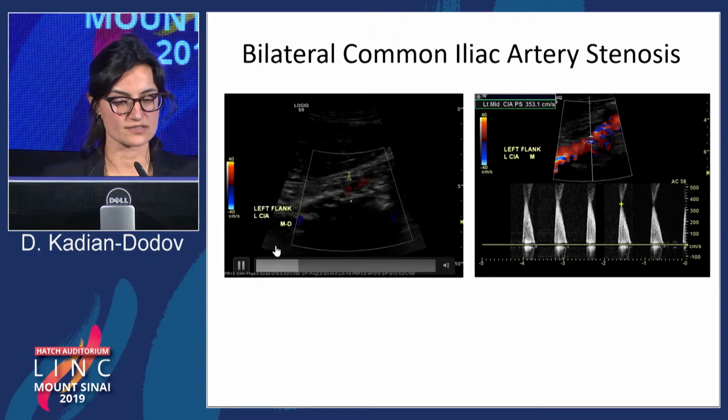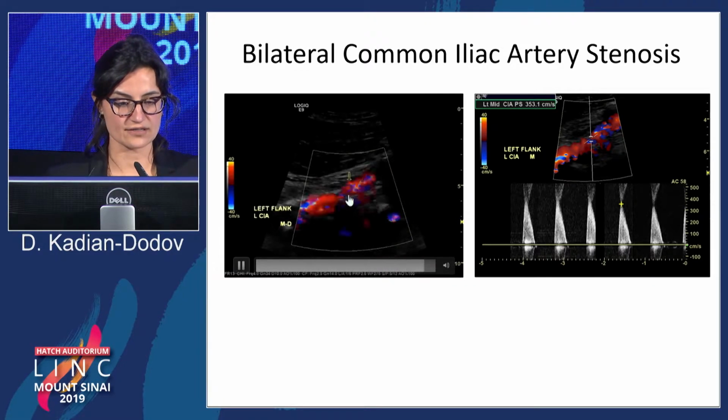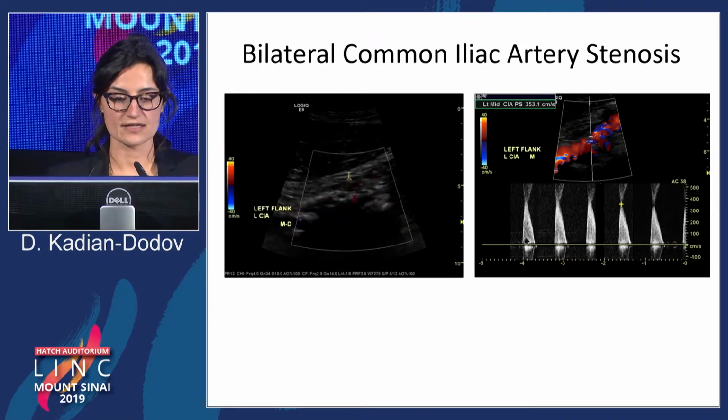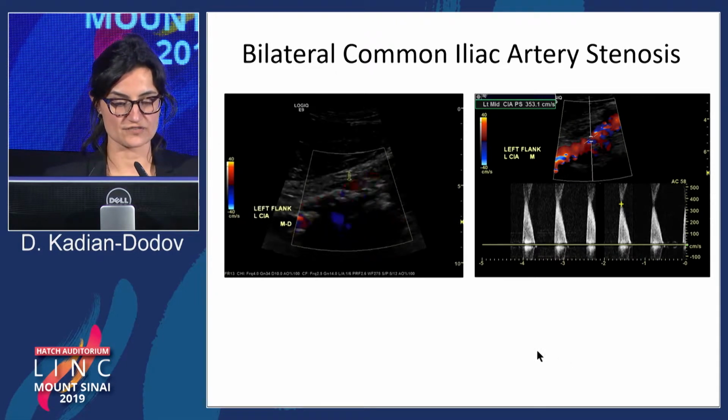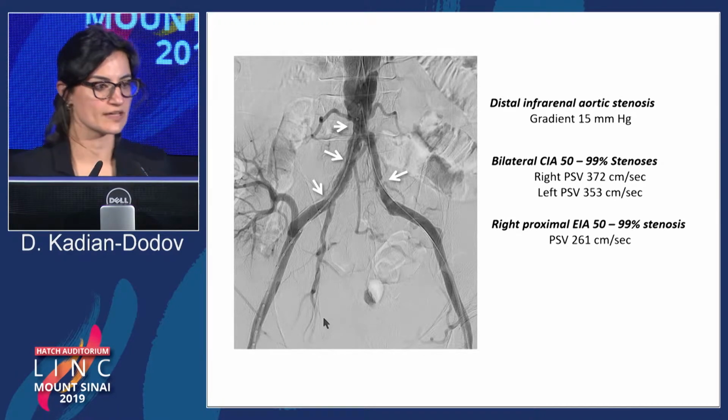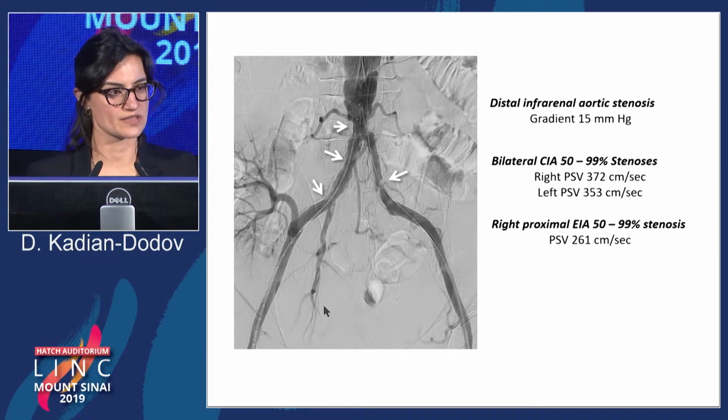on duplex. So on duplex, what you're seeing here is a focal area of turbulence in the left common iliac artery. Here's the arterial waveform, which is monophasic, and the velocities are elevated. They were able to get a velocity shift at that level. He ended up going for angiography because, as I was saying at the beginning, patients with inflow disease have good patency over the long term.